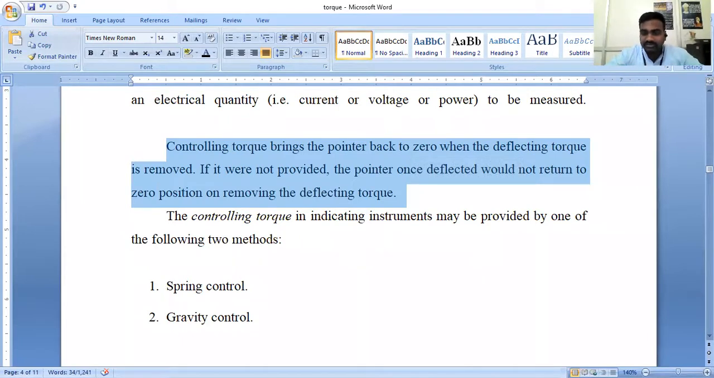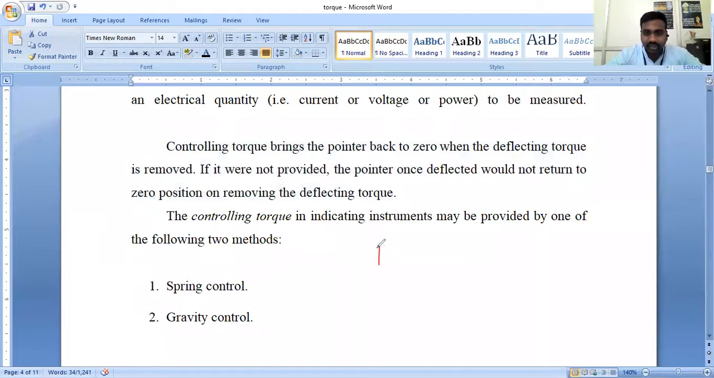I will explain with respect to an annotation. See, controlling torque is equal to deflection torque, right? So controlling torque is equal to deflection torque. The meter started from the 0th instant and reached the 5 ampere current. Okay, so the controlling torque is quite healthy. There is no improper deflection in the meter, right?